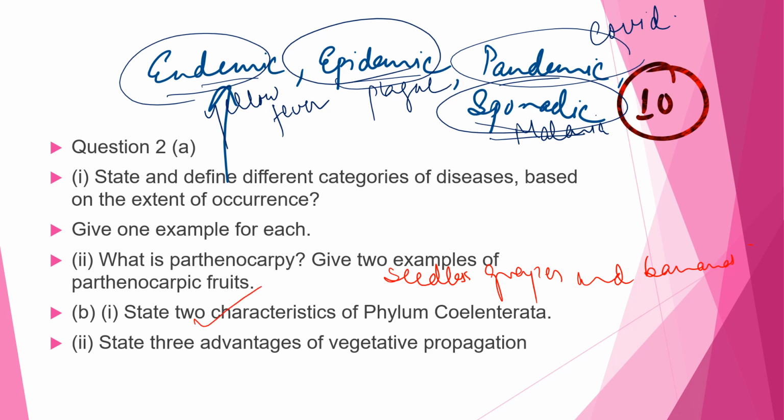And what are the 3 advantages of vegetative propagation? First one is it is rapid, it is easier, it is cheaper, and the desired characteristics can be preserved. It is possible to form a large stock of selected strains. Okay. So these are the main advantages of vegetative propagation.